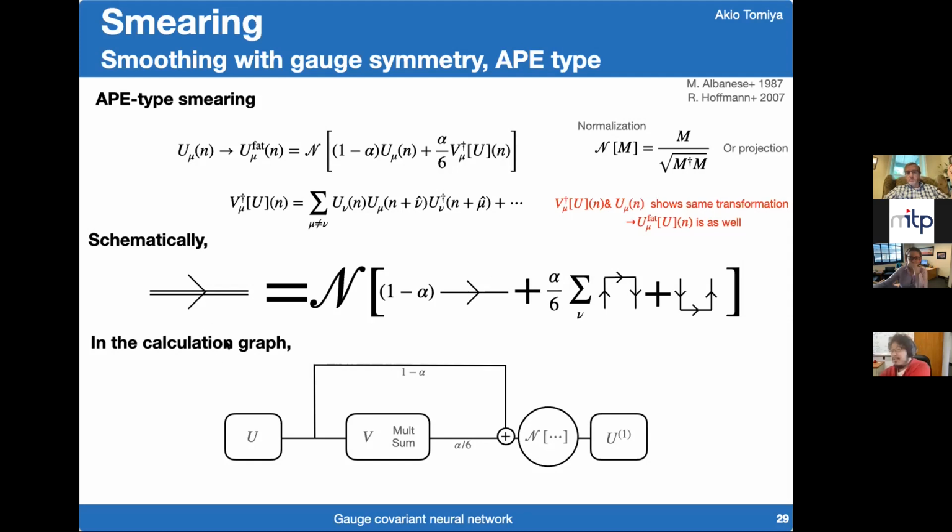And in the calculation graph, used in the neural network context, it looks something like this. The input is a gauge configuration U, and it's duplicated here. One copy is input to this addition, and the other is input to the construction of the staple. We add them and project them, and we get the next one. We can repeatedly apply this smearing procedure as usual.